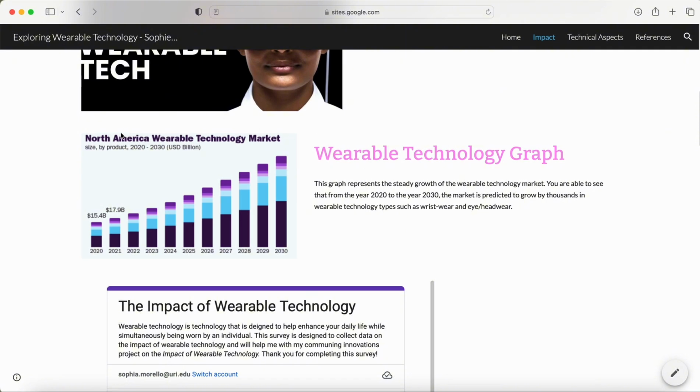I went to Google and searched using keywords: wearable technology, growth, the marketplace. I wanted to show something that shows that wearable technology has a future in our society, and I found a chart about North America and the market growth for wearable technology. So that's one of the visualizations I had chosen.